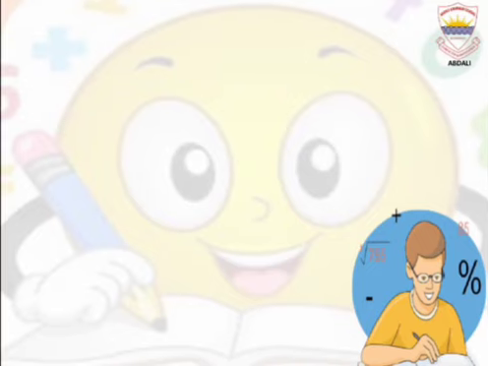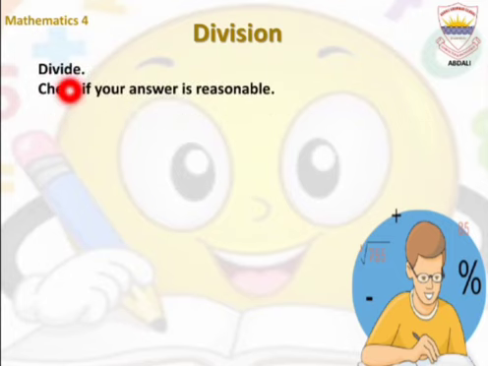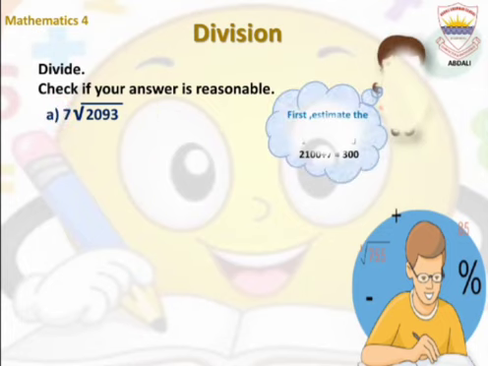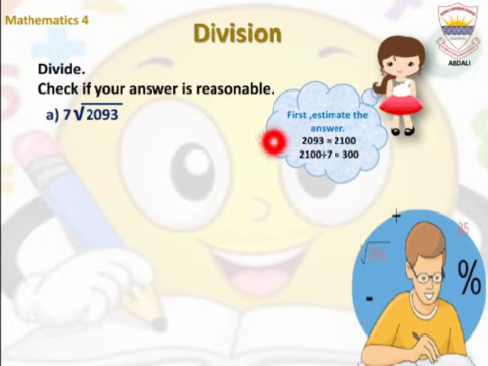Student, our first example is: divide. Check if your answer is reasonable. Our question is shown: 2093 divided by 7. Student, our question is to check if your answer is reasonable. First of all, we estimate the answer.